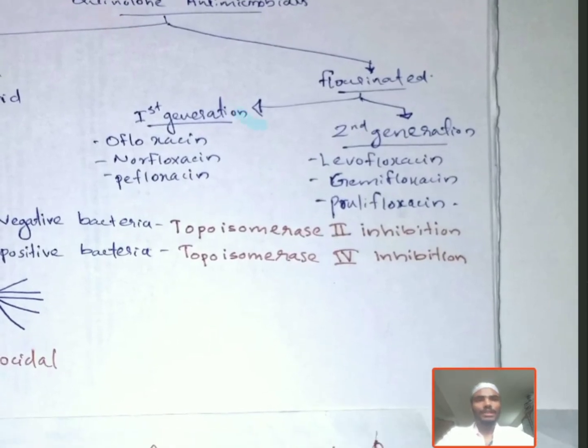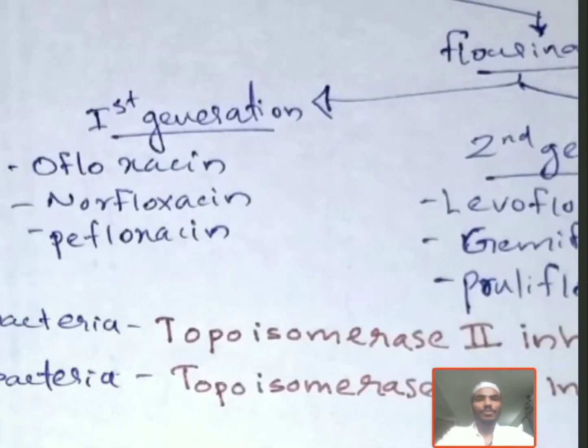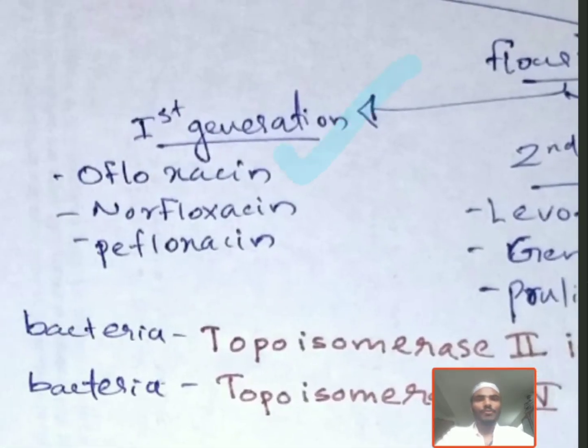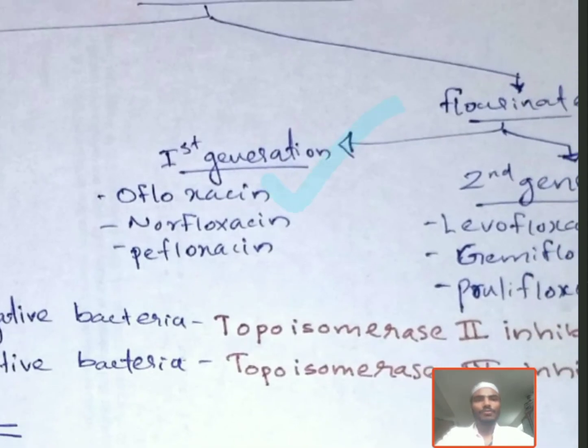They are basically divided into two generations, first generation and second generation. What are the examples of first generation fluoroquinolones? The examples are ofloxacin, norfloxacin and pefloxacin. Fluoroquinolones basically end with oxacin.